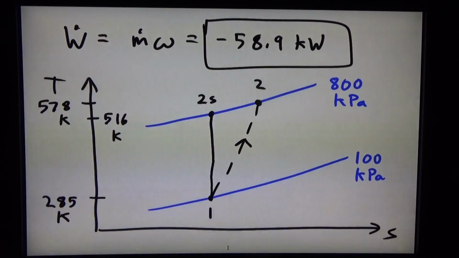Alright, so this is our isentropic efficiency problem applied to a compressor. Again, the key thing is we're comparing the actual process to the isentropic process. For a compressor, the isentropic process would be the minimum input work for that compressor under its operating conditions.